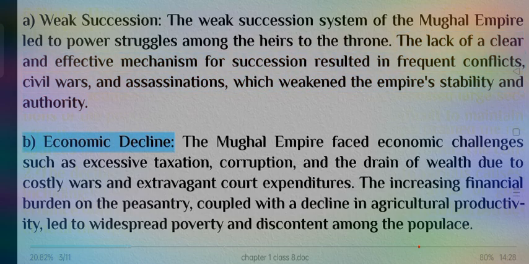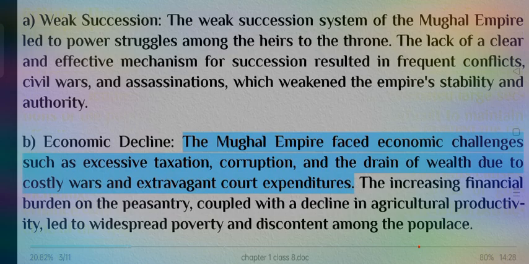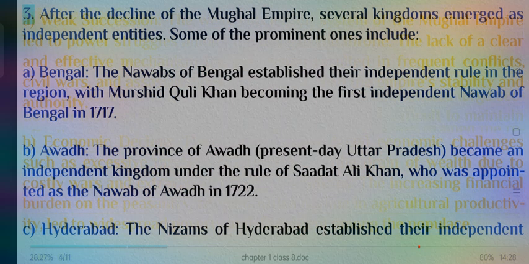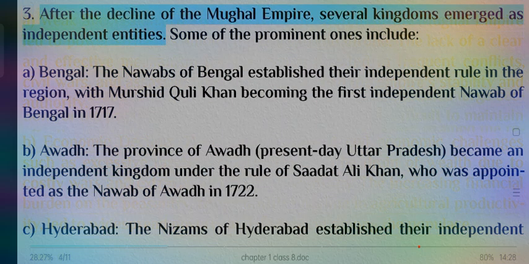B. Economic decline. The Mughal Empire faced economic challenges such as excessive taxation, corruption, and the drain of wealth due to costly wars and extravagant court expenditures. The increasing financial burden on the peasantry, coupled with a decline in agricultural productivity, led to widespread poverty and discontent among the populace. 3. After the decline of the Mughal Empire, several kingdoms emerged as independent entities.